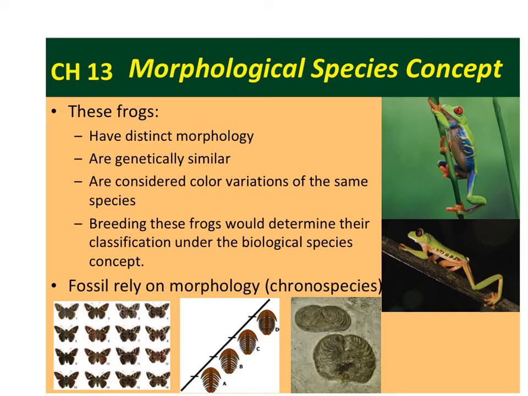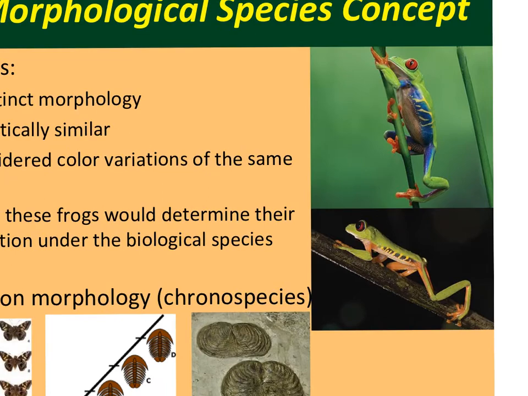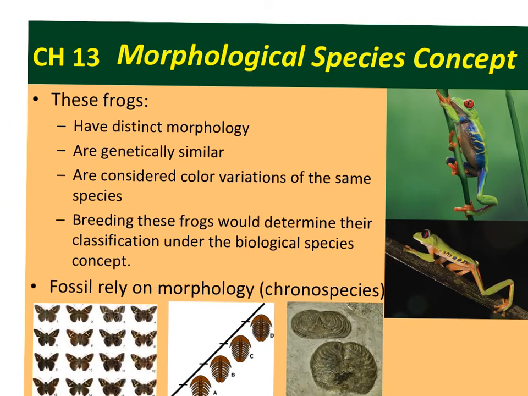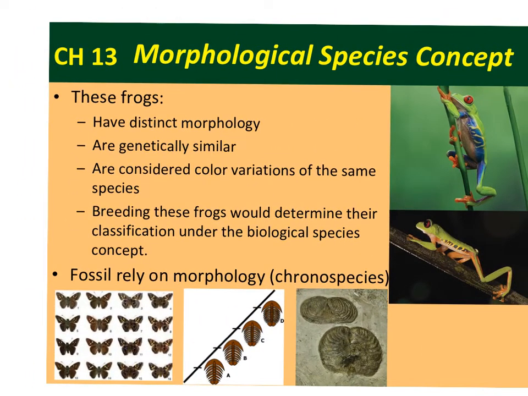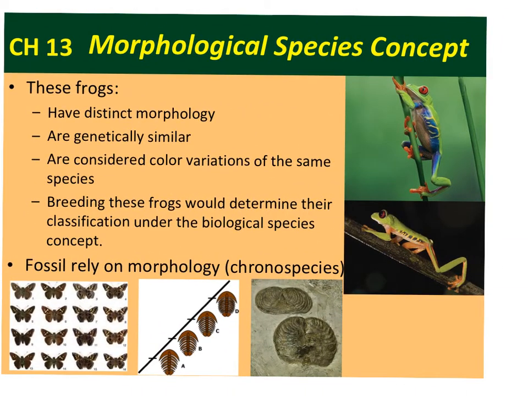Morphospecies concept. Okay, so look at these frogs here. They have a distinct morphology. The one on the top looks different than the other. Are they genetically similar? Are they considered color variations of the same species? Breeding these frogs would determine their classification under the biological species concept. It turns out that this is just geographic variation, but they are in fact the same species. They may look different, but when you put them together, they still breed together, they still produce viable offspring. So you can see where the morphology, the anatomy, how they look, is different, but they actually are the same.